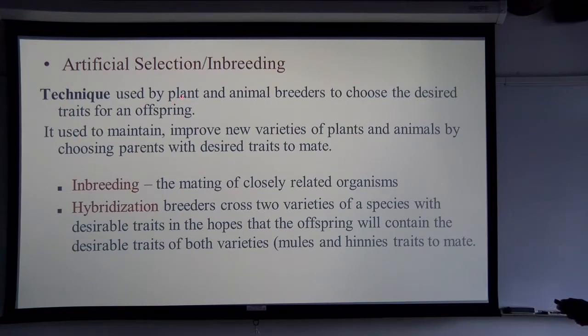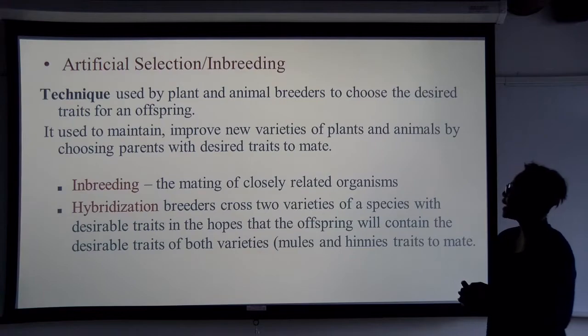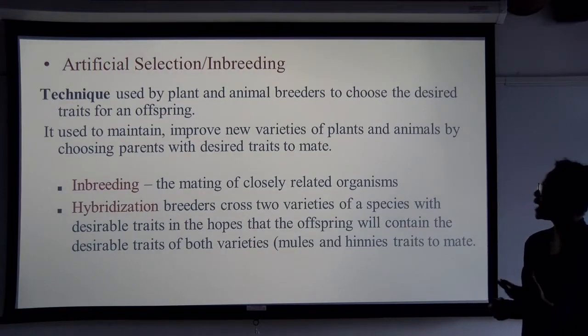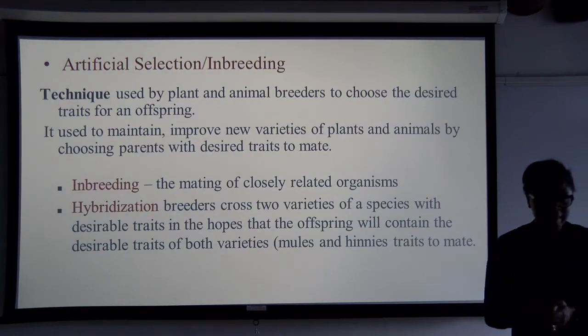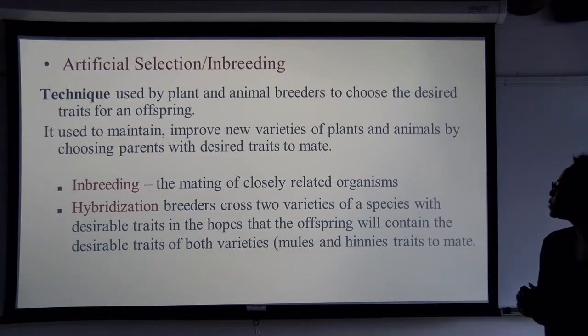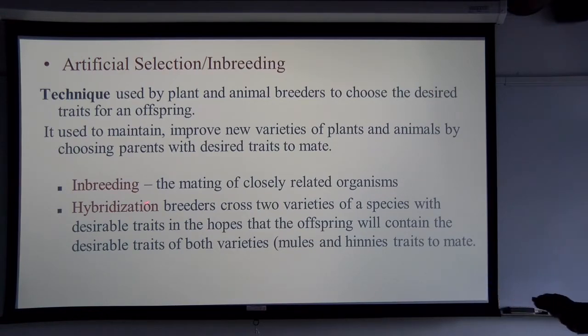So this technique is used by plant and animal breeders to choose a desired trait for an organism. It's used to maintain and improve plants and animals based on the trait that the farmer or animal breeder would like. In inbreeding, they mate closely related organisms to maintain that trait. Hybridization is where breeders can cross two varieties of a species with the desired traits and hope that the offspring will contain the trait that they want.